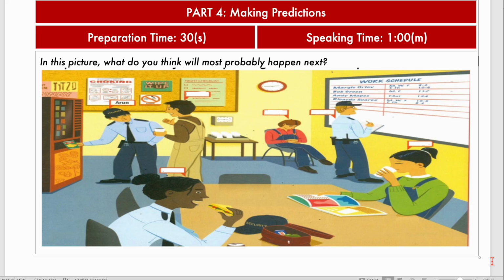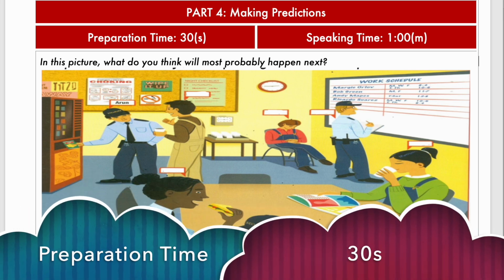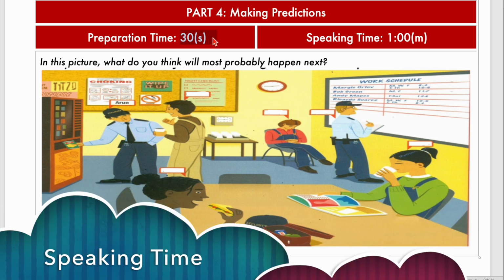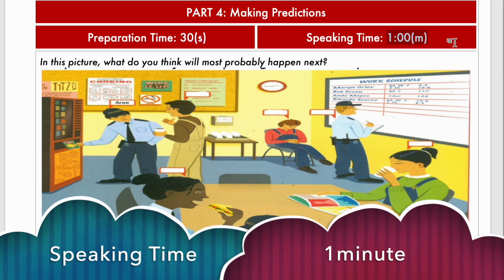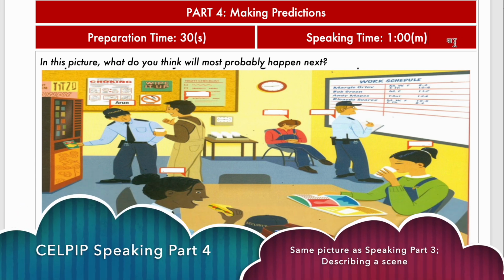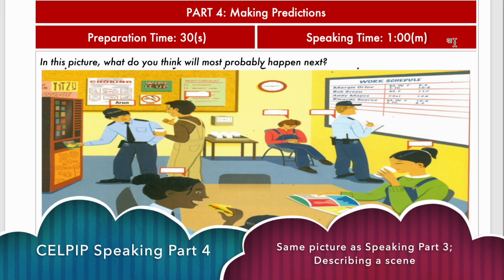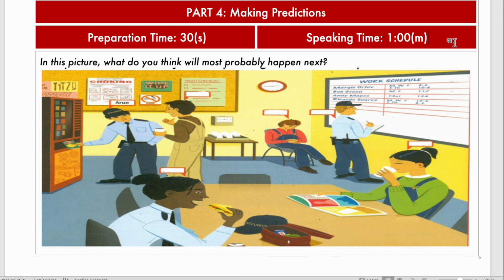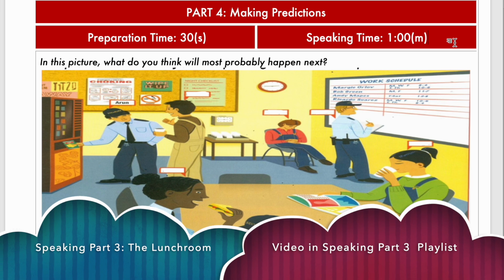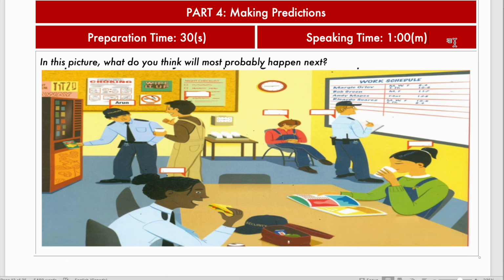So then, everyone, here we are in part 4, making predictions, preparation time 30 seconds, speaking time 1 minute. Okay. I do want to remind you that the picture for part 4 is the same picture as part 3. And so this example here is about the lunchroom. And we do have a video for part 3, the lunchroom. Okay, same picture. So always part 3 and part 4 are connected with the same picture, except part 4, we are making predictions, okay?